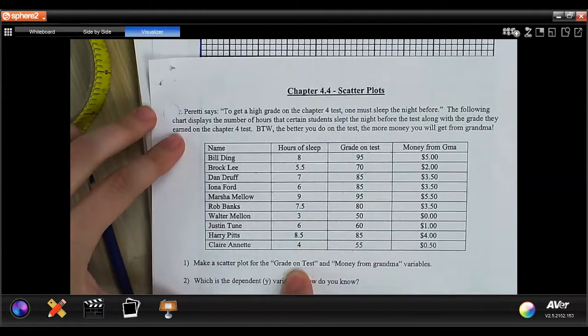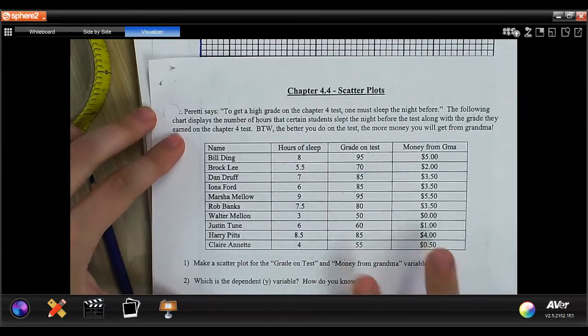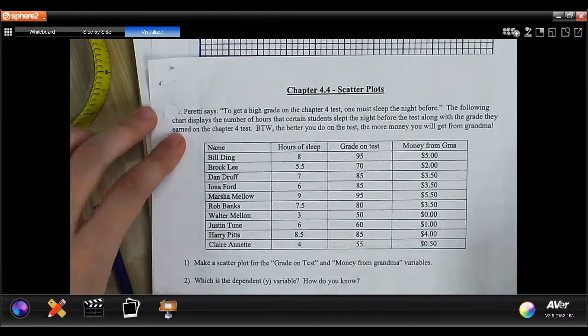Okay, this first part right here says look at grade on test and money from grandma. We're going to skip that. You're doing that one on a different day. So there's a different video for that one. For now, let's look at hours of sleep and grade on the test. So we are focusing on those two.